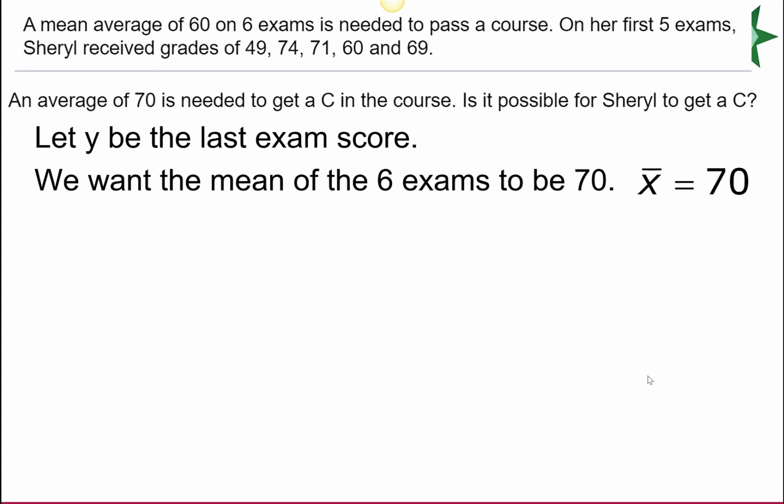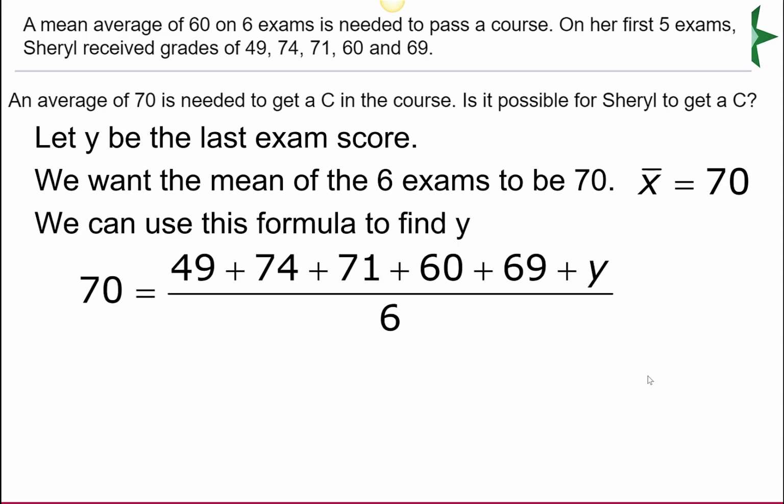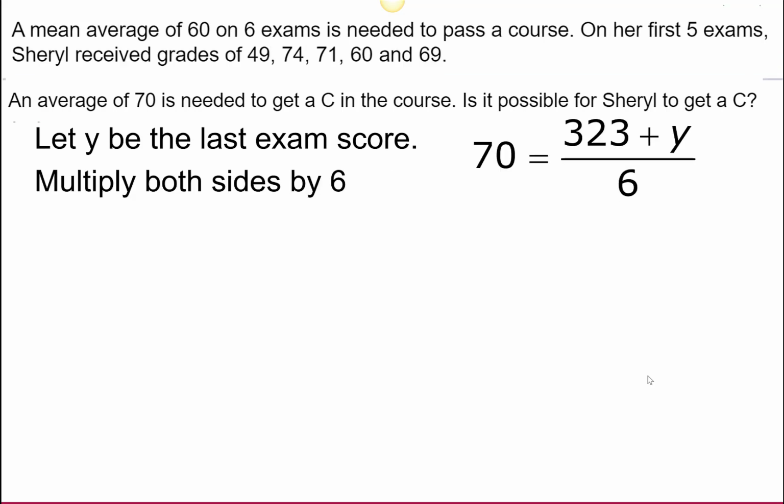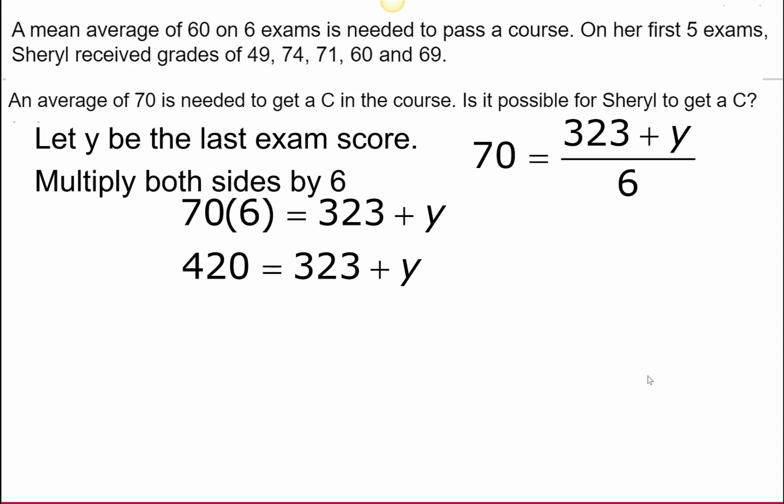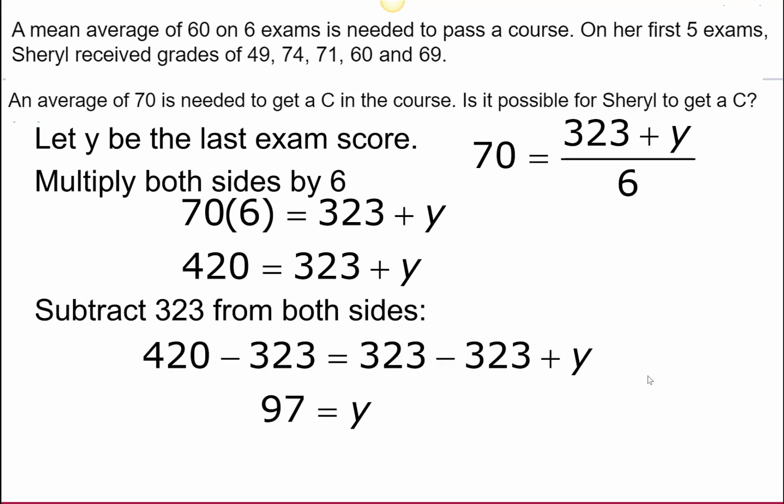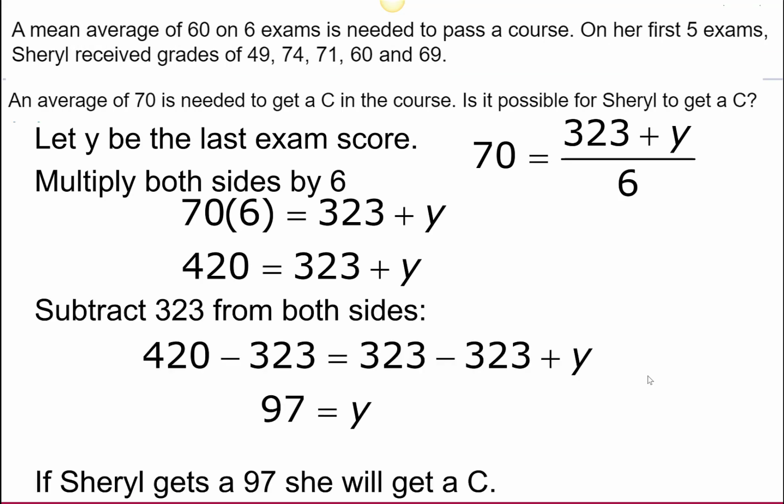Now, she would like to get a C, and now she needs to have an average of a 70. So now we're going to use that same formula, but now it has to come up with an average of a 70. Similar to what we did before, we're going to multiply both sides by 6 and subtract 323 from both sides. Now she needs to get a 97 if she wants to get a C.